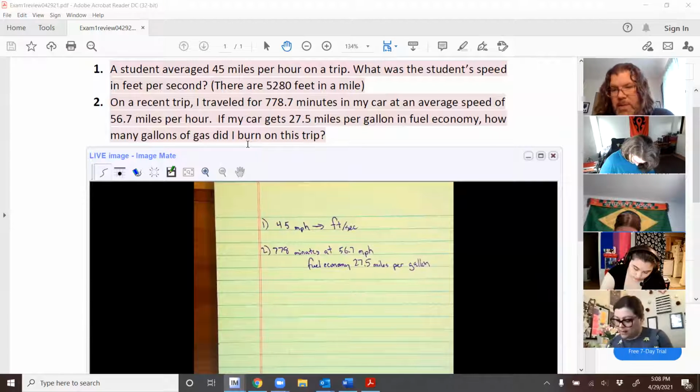So even if this seems easy to you, try hard to be very, very intentional about setting up the problem in steps so that you can see the units cancel.